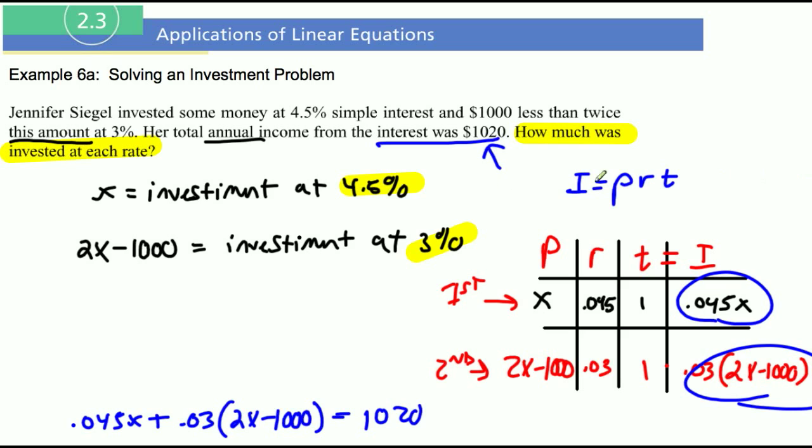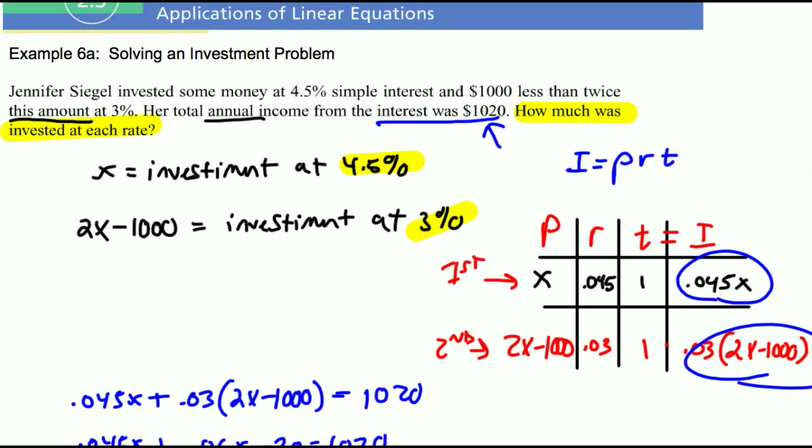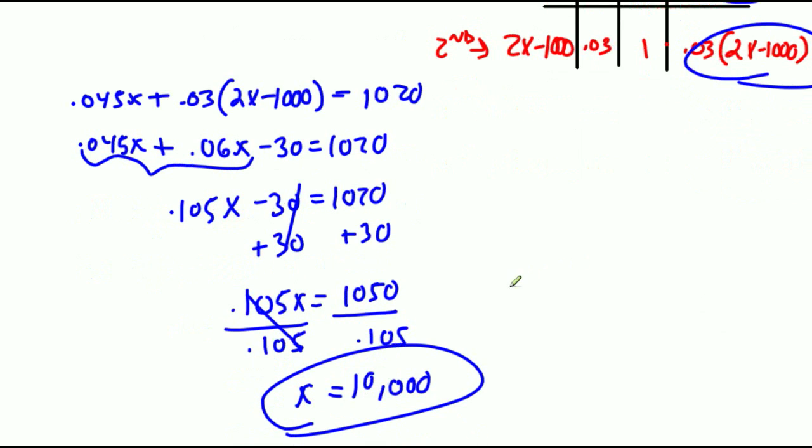So really we're not done. The only thing that we have is x, which is the investment at 4.5%. So really we have half the answer. So we know that $10,000 was invested at 4.5%. Okay, we know that that's true. So maybe I'm going to write this down right here. For the first investment, we have $10,000 at 4.5%. So that's half of my answer right there.